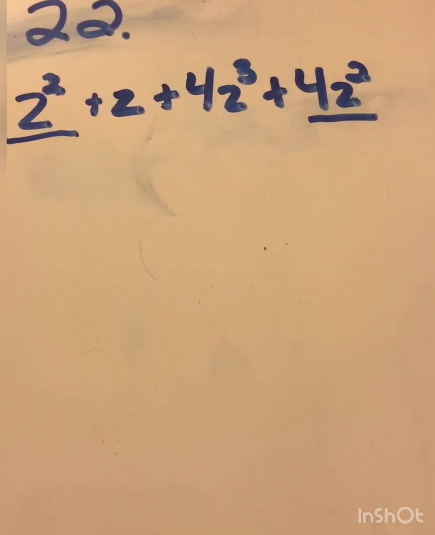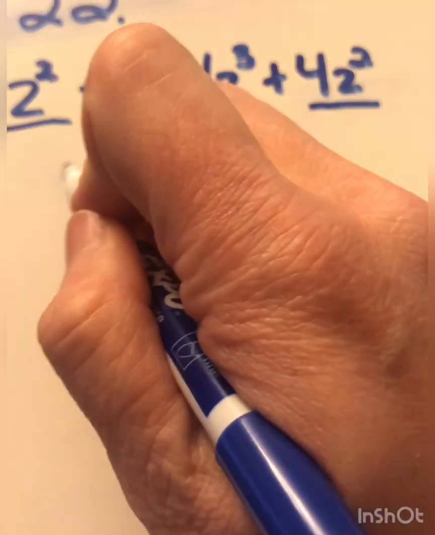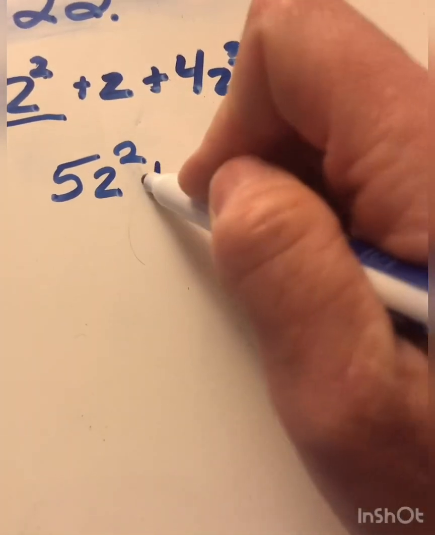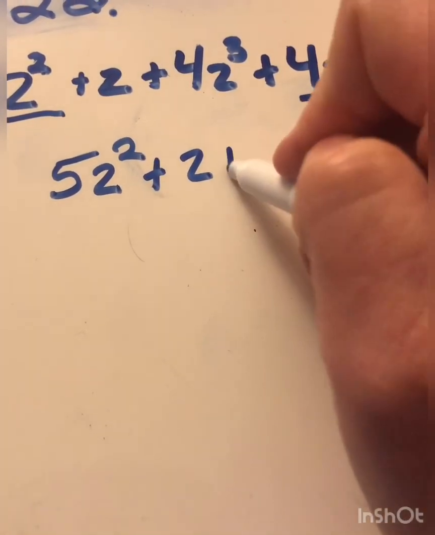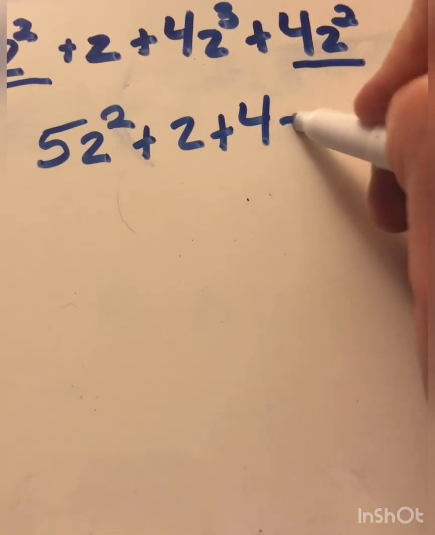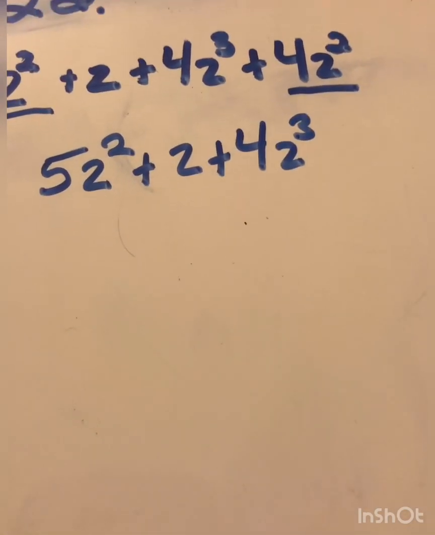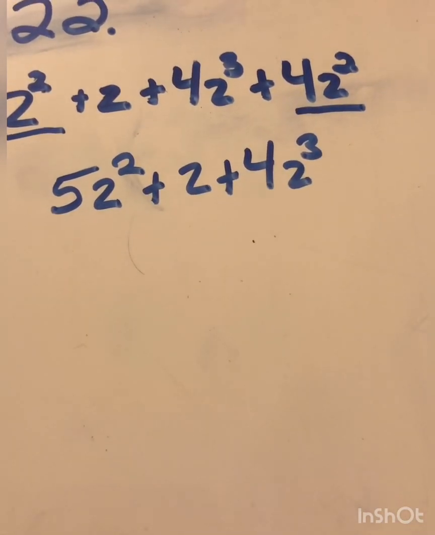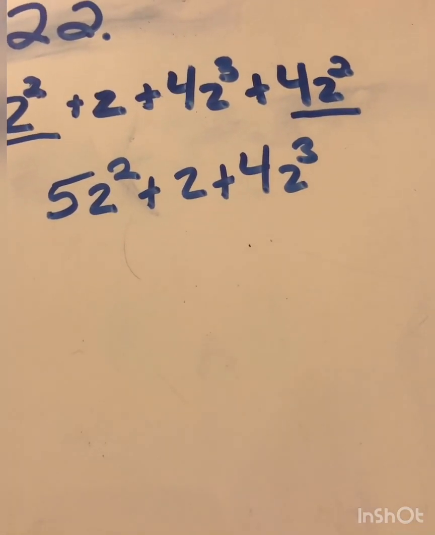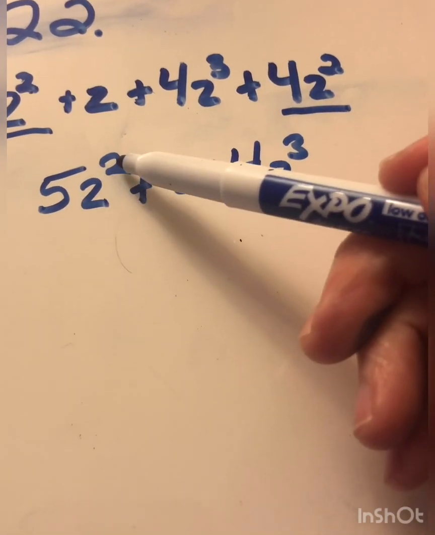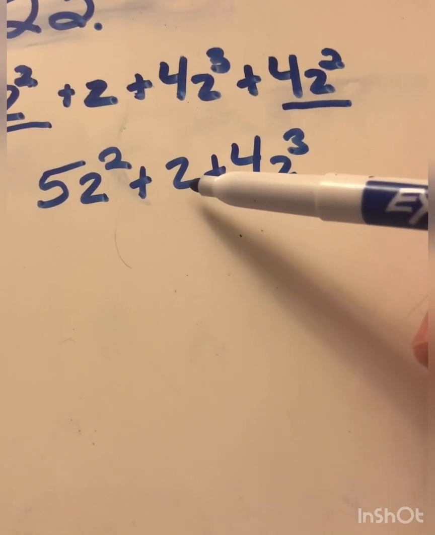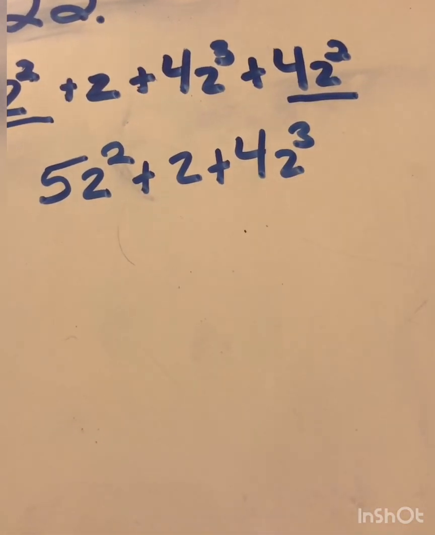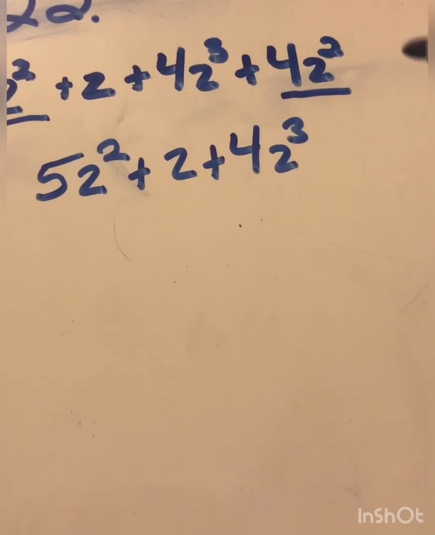So 4z squared and z squared, those are like, I can combine them. I can add those two together. So I'm going to get 5z squared. I'm going to bring everything else down exactly how it is. Okay? So now I'm going to look. Do I have anything else that's alike? Nope. This z has a 2 with it. This z doesn't have anything with it. This z has a 3 with it. So nothing else is alike. This is as far as we can take this problem.